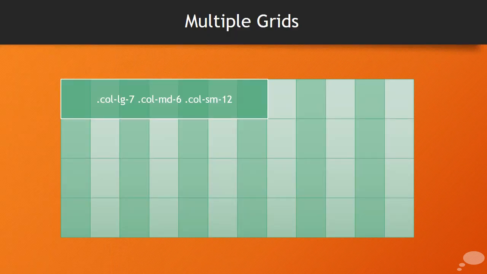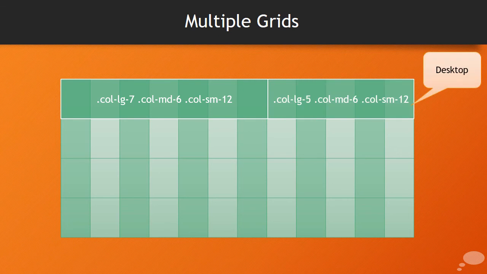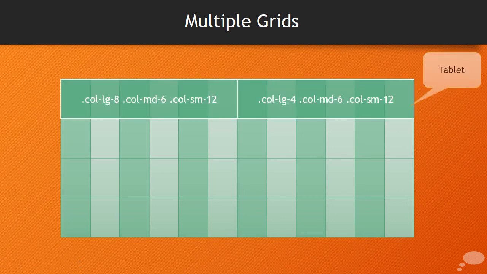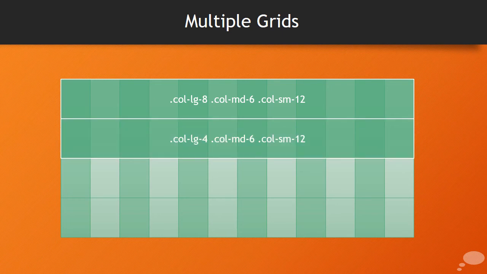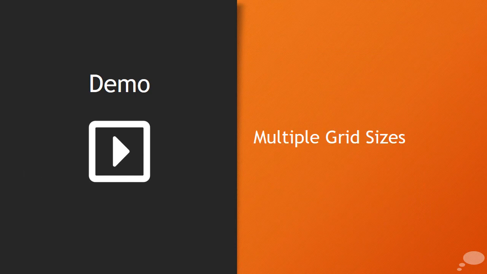So let's show an example. So let's say we've specified column large, column medium, and column small in this case, 7, 6, and 12. Because we're on the desktop, we're getting 7 and 5 because this is using the large. But here on a tablet, we're going to end up using the medium at 6 and 6, even though these are still all the classes we're using on our element. And in the case of small, you can see that it would just default back to 12 and then wrap for the second column. So let's see that in action.